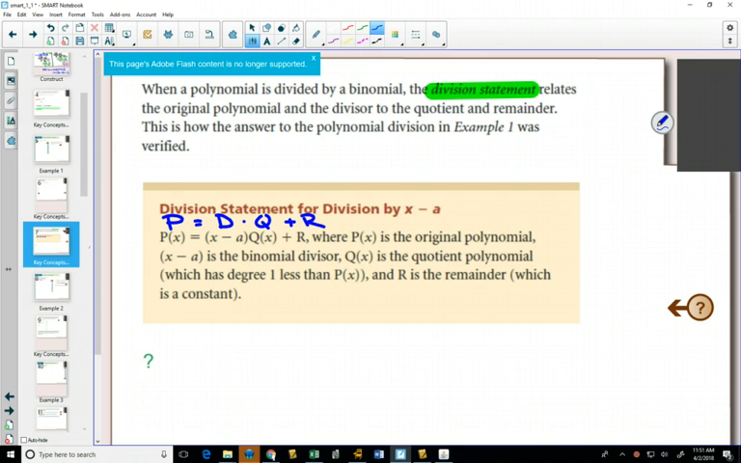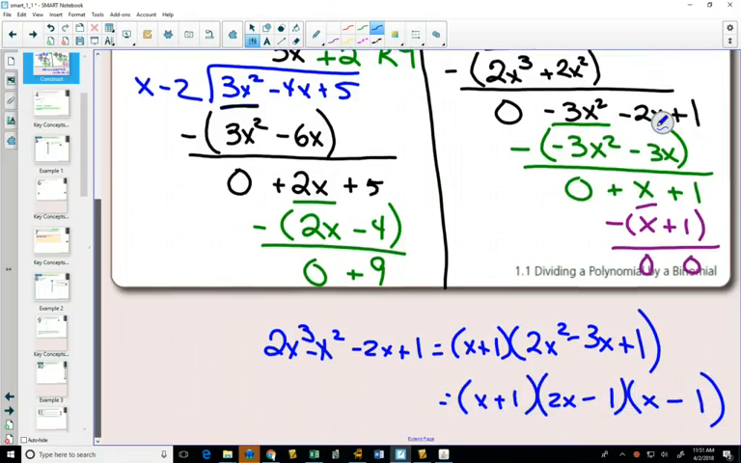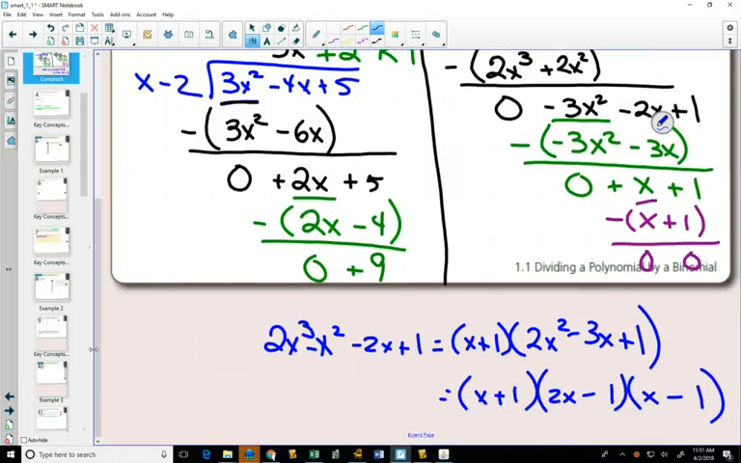So polynomial equals Dairy Queen plus remainder. And we did this when we write our division statement. So when we had no remainder, this was our polynomial. We divided by x plus 1. We got a quotient of 2x squared. And there was no remainder, so there was 0 here in the end.